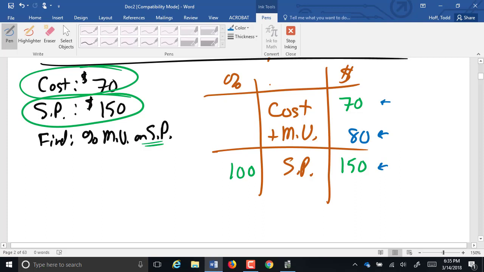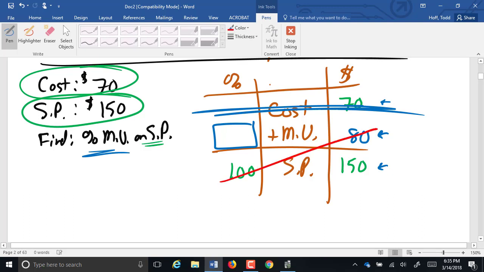What are we looking for? Obviously, we're looking for a percent. Is it the cost or the markup? Percent markup. So that's this one, which means we don't need the top row. We're going to multiply 100 times 80 divided by 150. 53.33 or 53 and 1/3%.